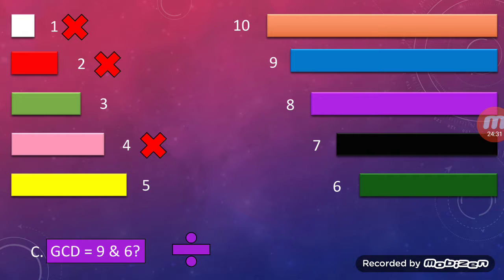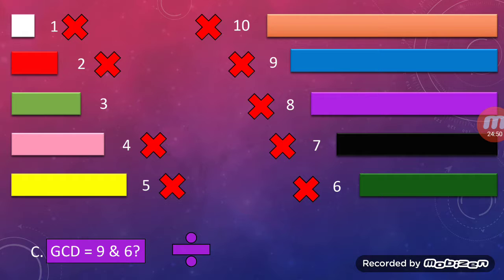We know 4 and 5 don't. 6 will divide by itself, but it doesn't divide by 9. 7 doesn't divide by either. 8 won't divide by either. 9 will divide by itself, but it's too large for 6, so that rules it out. 10 won't divide by either of them.